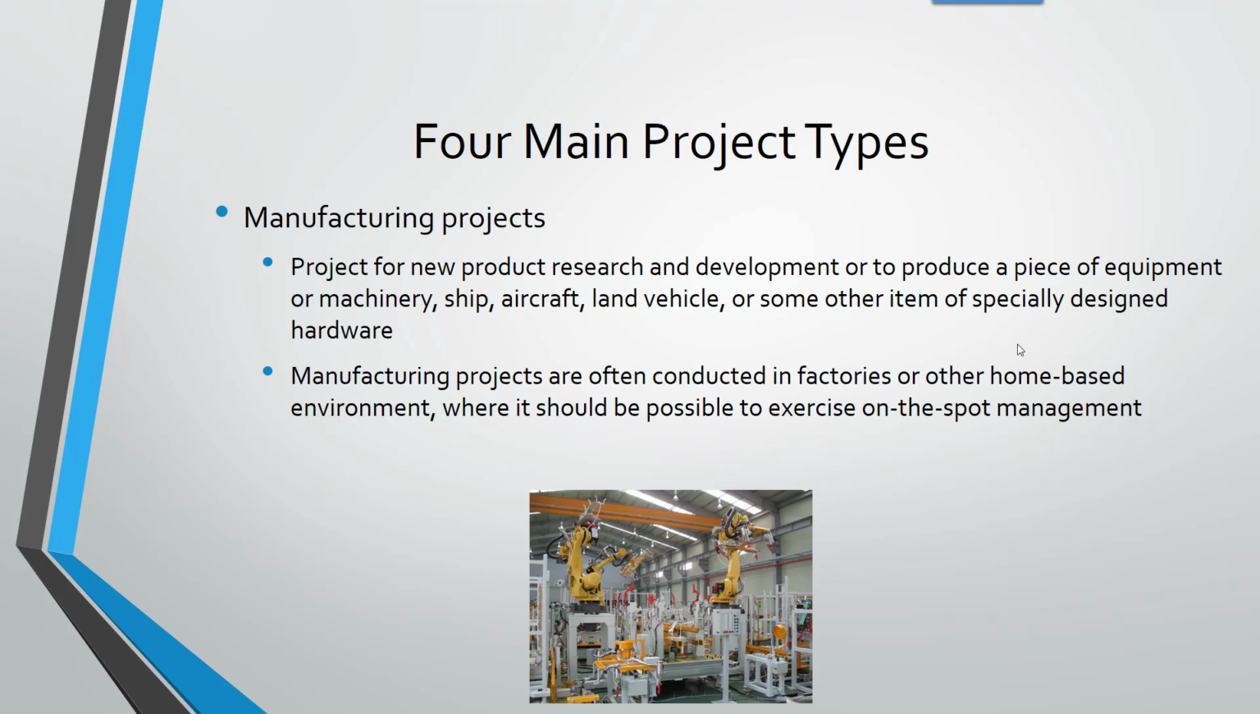That's a huge class of project management. Manufacturing projects are often conducted in factories or other home-based environments where it's possible to exercise on-the-spot management. So usually you're located where this is, but it could be remote. And most of the time, things like weather don't affect this. So you don't have that external variable. But there's other things like not getting material in and those type of things that could affect your project. So manufacturing project is the second kind.